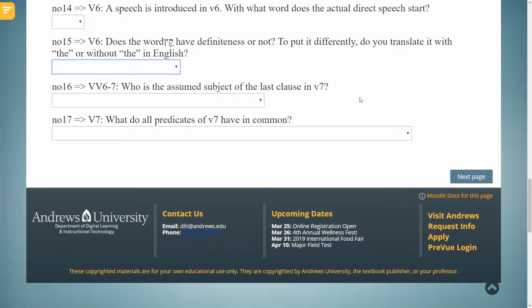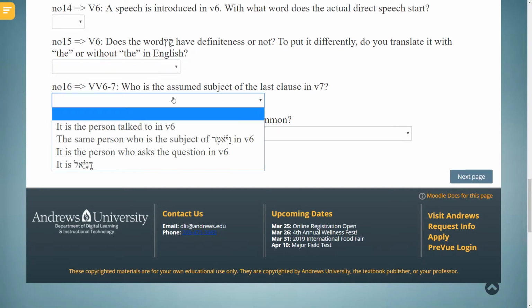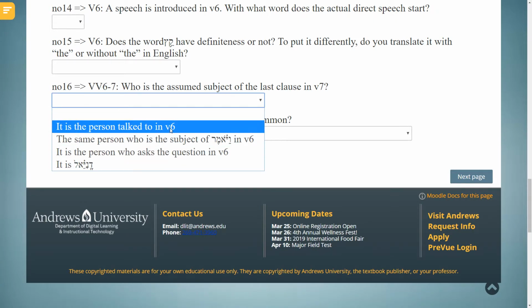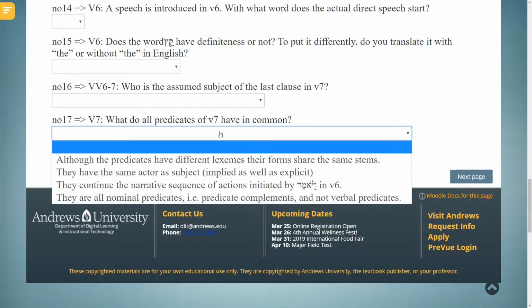Who is the assumed subject of the last clause in verse 7? Again, without translation, you're not able to answer this question. What do all predicates of verse 7 have in common?